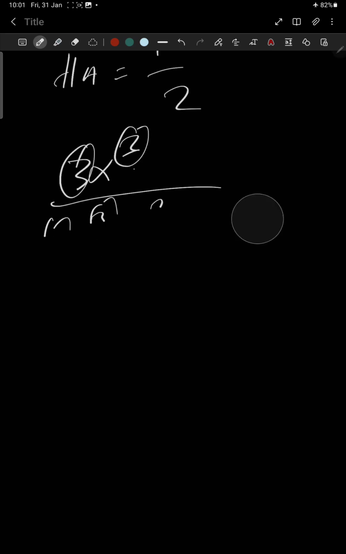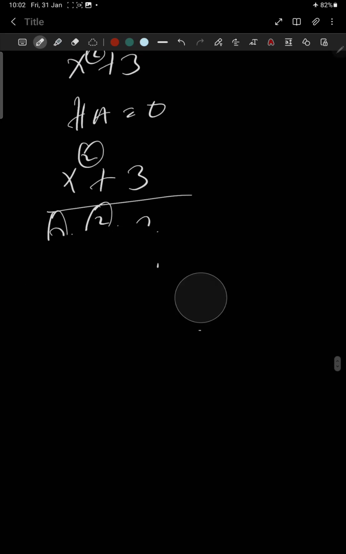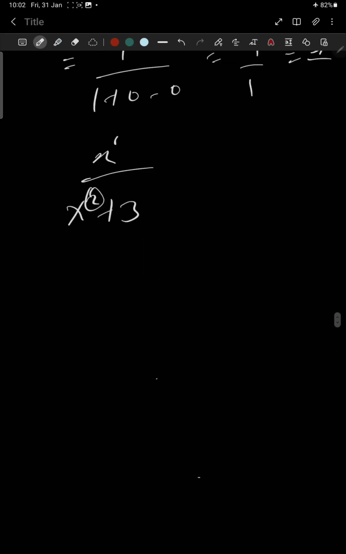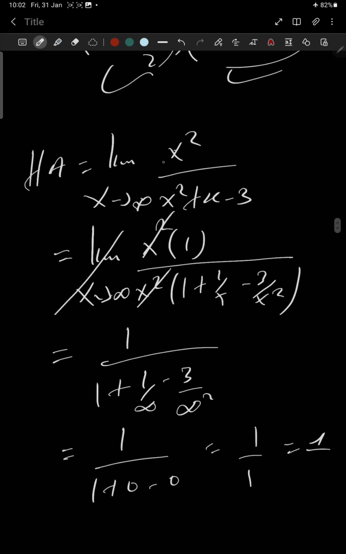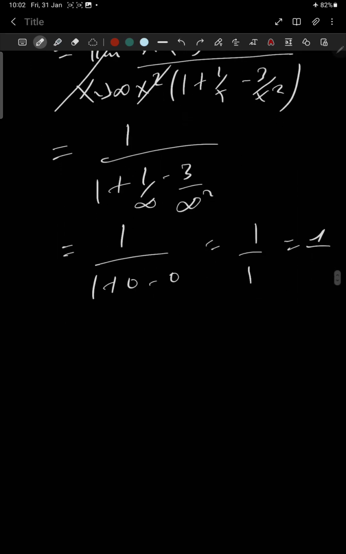You can even check it from our question. Notice here, we had x squared and x squared. Just divide 1 by 1, and that's it, 1 divided by 1 is 1. But you have to show the working though. So now guys, after you have this, you have to sketch.